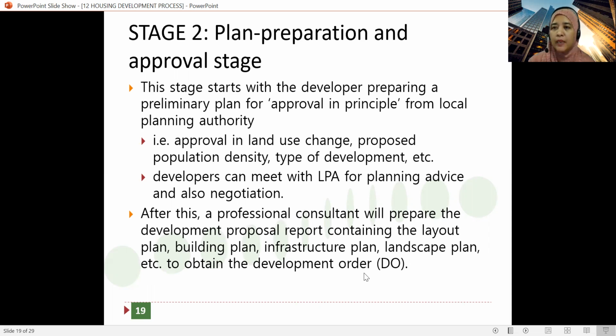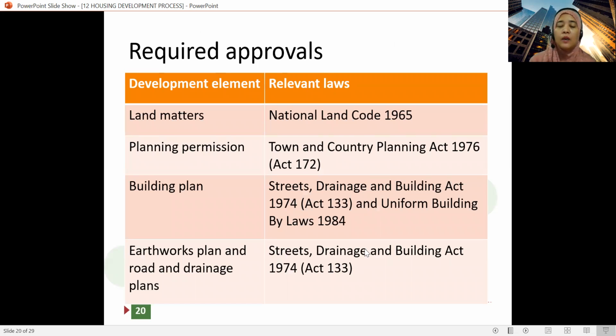Now, I have to explain this. Development order is planning permission in KL, in Wilayah. Okay, it's the same thing. Development order, okay, sama dengan planning permission, but the terms are different. In other states in Malaysia, we use the term planning permission, but in KL, the term planning permission is being replaced by development order. Maksudnya sama, kebenaran merancang.